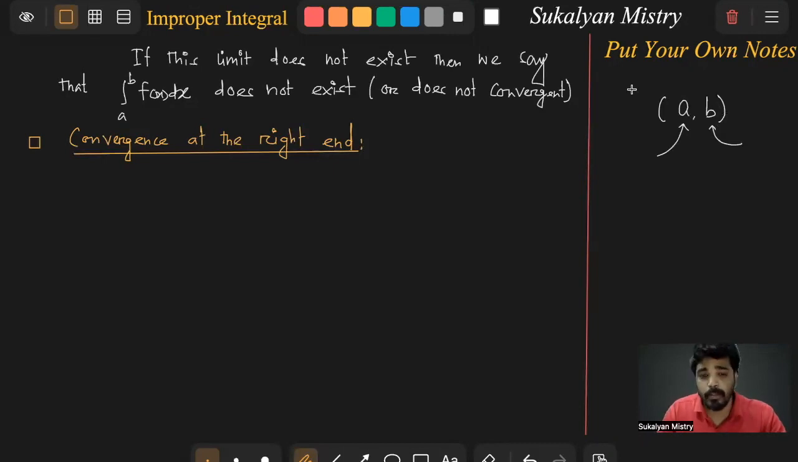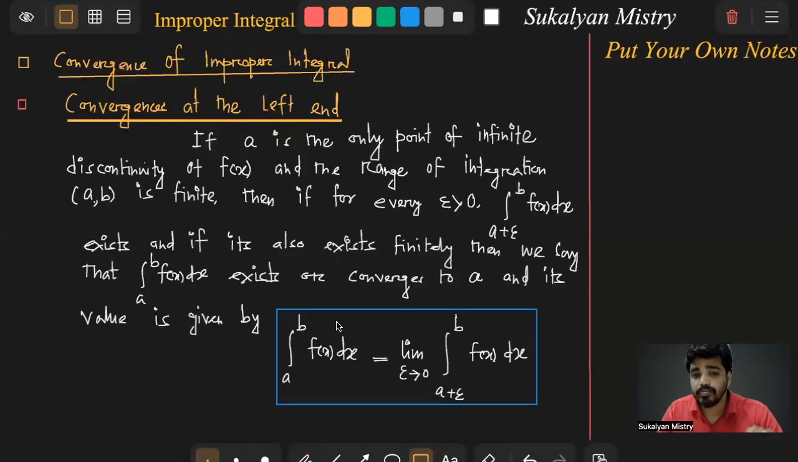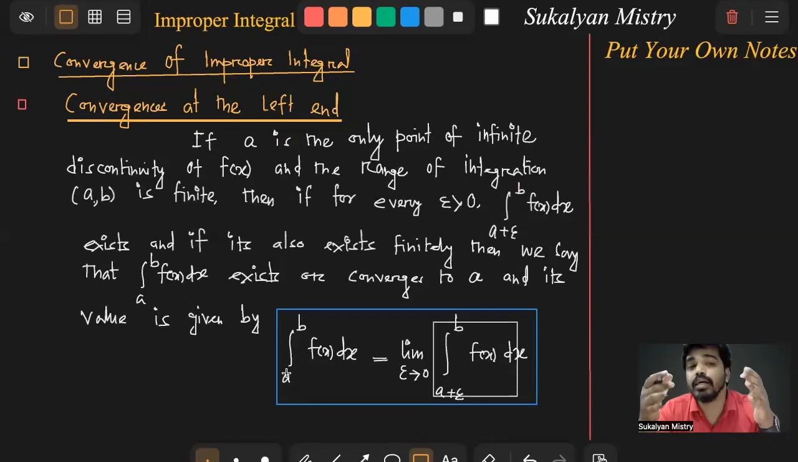Okay, so we will proceed in the same way. Look, for the left end, what was there? The integration a to b f(x) dx exists if the limit as epsilon tends to 0 of the integration a plus epsilon to b f(x) dx exists. If the limit of this integral exists, then we say that this is convergent, and the improper integral integration a to b f(x) dx converges.